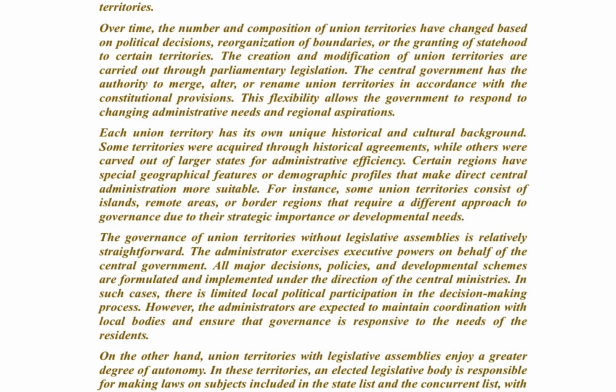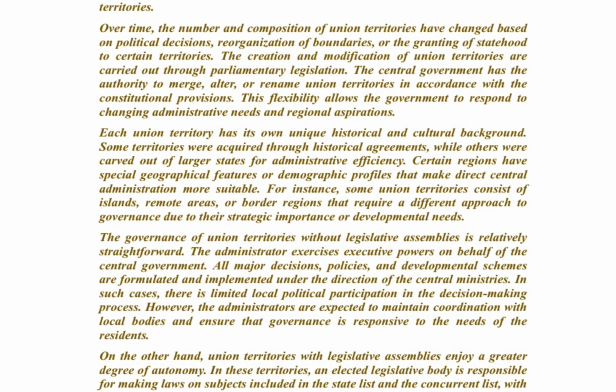Each union territory has its own unique historical and cultural background. Some territories were acquired through historical agreements, while others were carved out of larger states for administrative efficiency. Certain regions have special geographical features or demographic profiles that make direct central administration more suitable. For instance, some union territories consist of islands, remote areas, or border regions that require a different approach to governance due to their strategic importance or developmental needs.